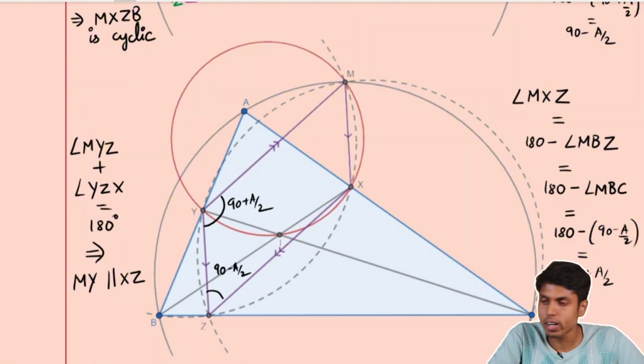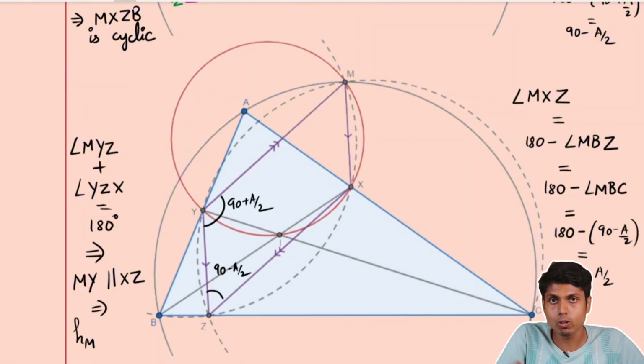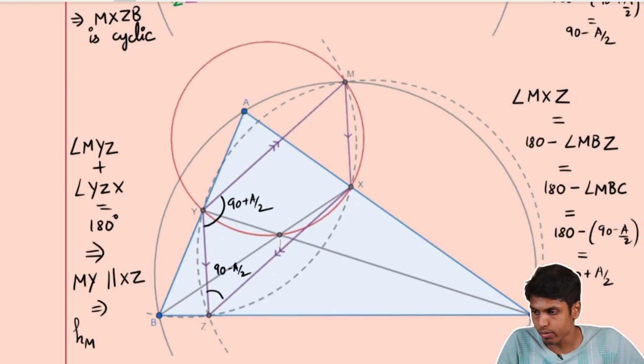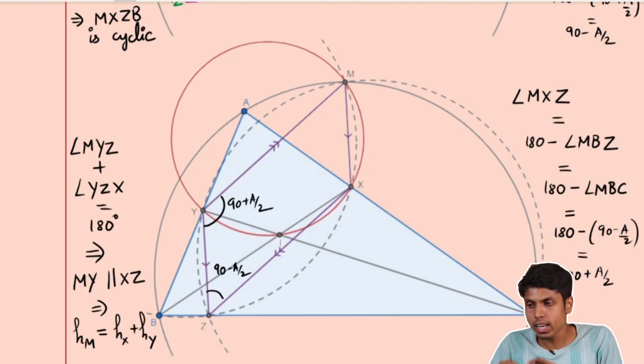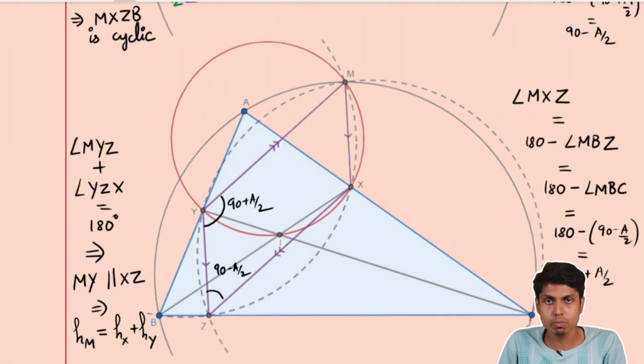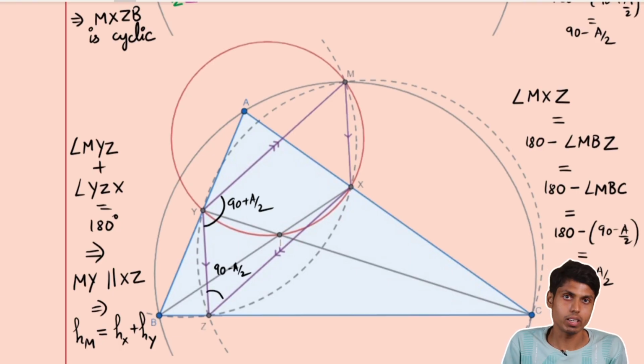And this proves that it is a parallelogram, and therefore you have HM plus 0, because Z lies on the line itself, equals HX plus HY. Now again you relate to the areas, the areas of MBC and BCX plus BCY, and then remove BIC, and you will get the required two areas are equal.